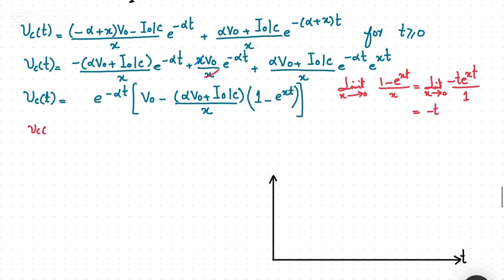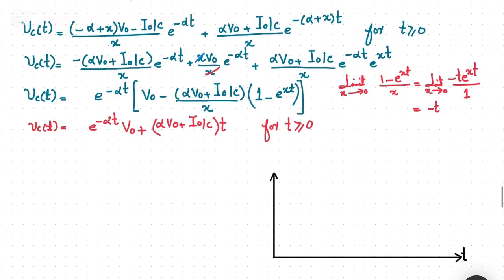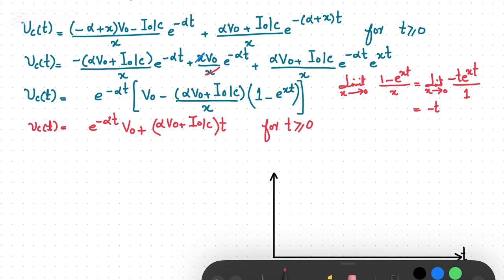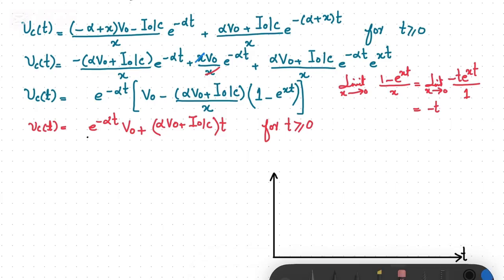Therefore, we can write Vc of t as e raised to power minus alpha t into (v naught minus alpha v naught plus I naught over c into minus t only. Minus t would convert this into plus) for t greater than or equal to 0. This is the response of the series RLC circuit when the two roots of the characteristic equation are real and equal. What is being represented by this equation?